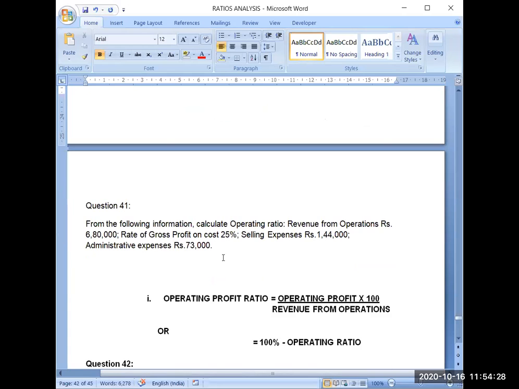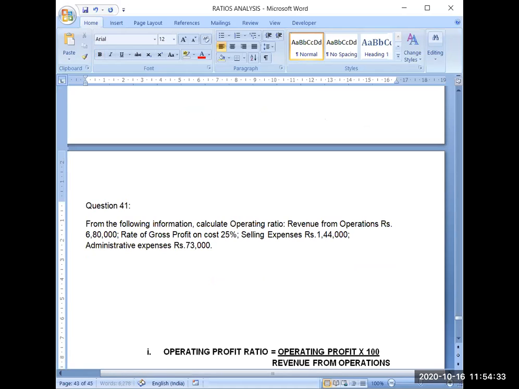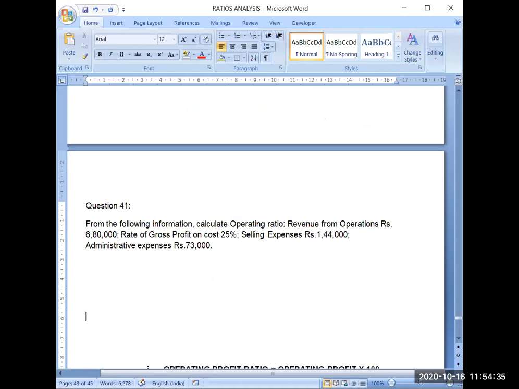Then the next question you can see: from the following information calculate operating ratio. Revenue from operations is 6,80,000. Rate of gross profit on cost is 25%. This time it is specifically mentioned that it is on cost. And see, cost is not given to us in the question. Revenue from operation is given, but cost is not given.